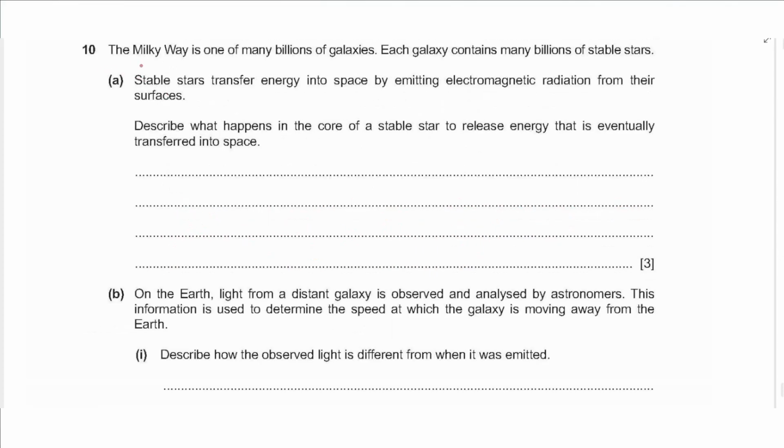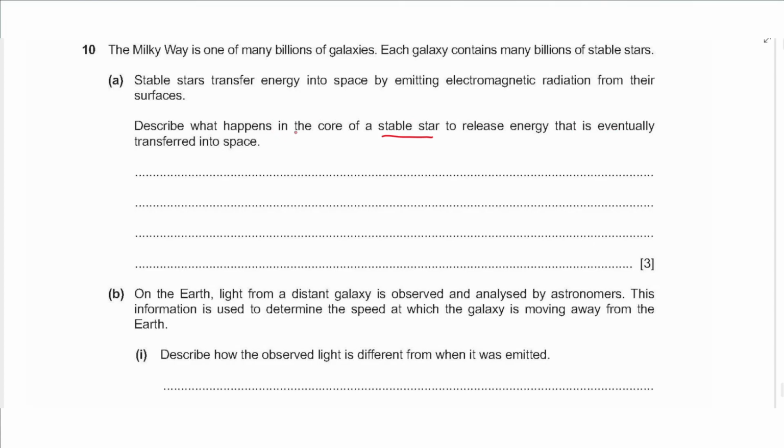Question 10 says the Milky Way is one of many billions of galaxies. Each galaxy contains many billions of stable stars. Question A says stable stars transfer energy into space by emitting electromagnetic radiation from their surfaces. Describe what happens in the core of a stable star to release energy that is eventually transferred into space.